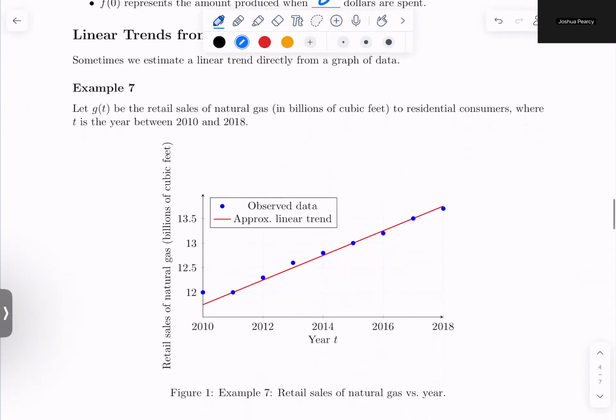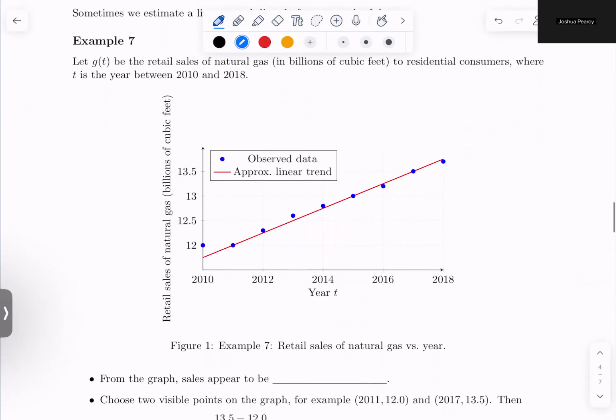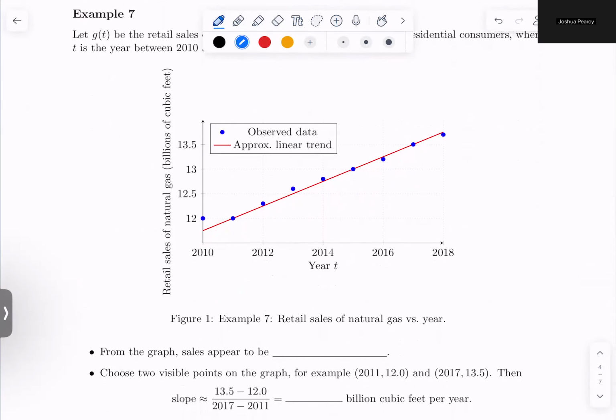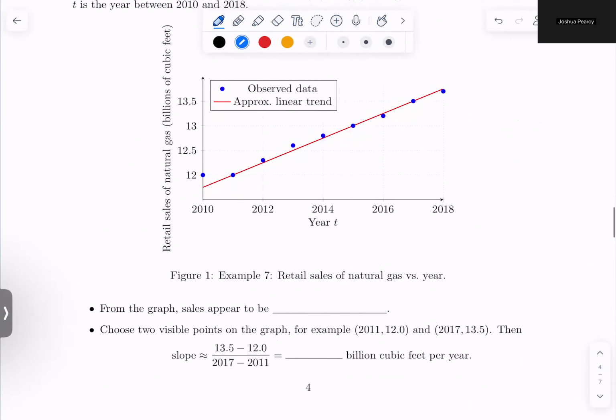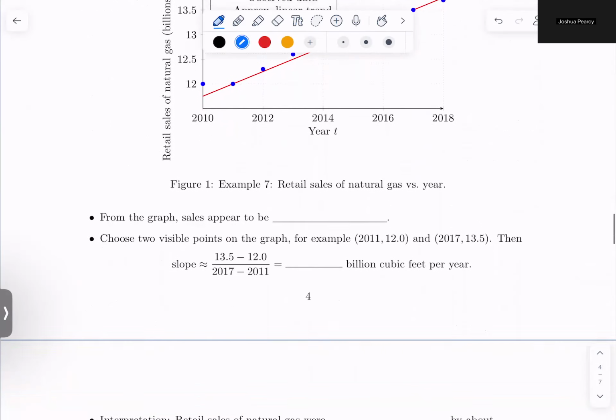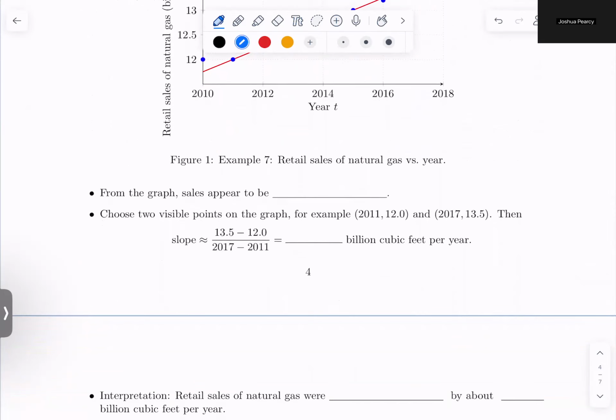So here we have, for example, 7, let G of T be the retail sales of natural gas to residential consumers, where T is the year between 2010 and 2018. So on this graph, the blue dots are the observed data, and the red line is the approximate linear trend, or this is the best fit line. So here from the graph, we can see that the sales appear to be linear in shape. So we'll say they appear to be linear.